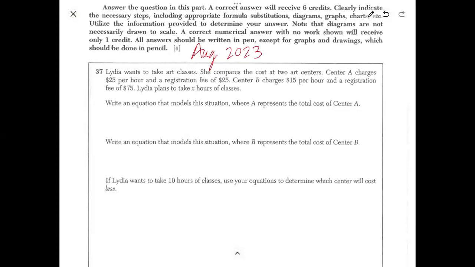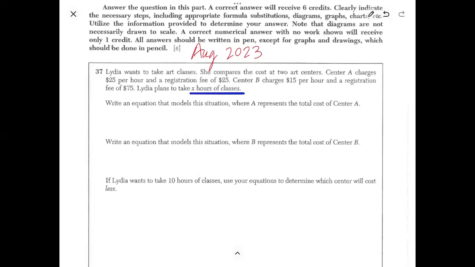It says Lydia wants to take an art class. She compares the cost at two art centers. Center A charges $25 per hour and has a registration fee of $25 as well. Center B charges $15 per hour and has a registration fee of $75. Lydia plans to take x hours of classes.